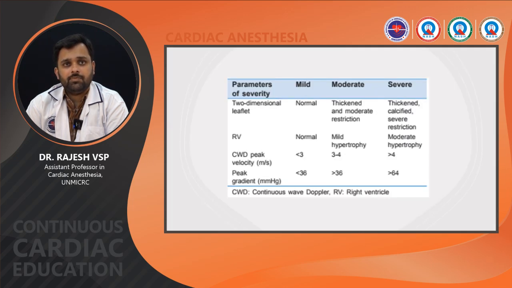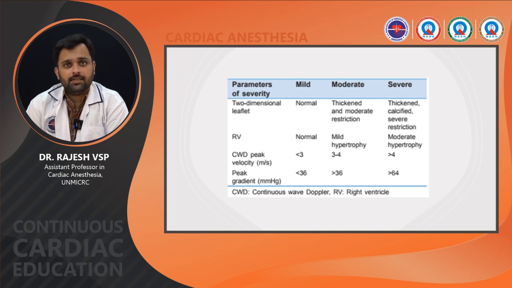Coming to the various parameters which signify the severity are two-dimensional leaflet morphology, right ventricle morphology, continuous wave Doppler, peak velocity, and peak gradient. If the leaflets are normal, RV is normal and continuous wave peak velocity is less than 3 and peak gradient is less than 36, then it is mild.